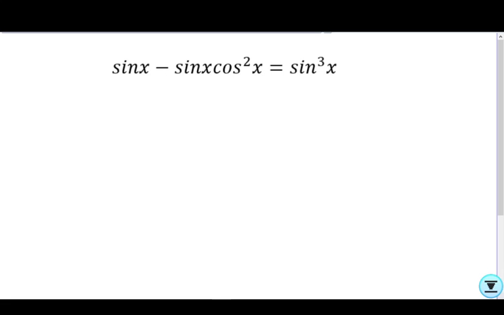Okay, so for the last practice problem today, this one's a little more straightforward. There's not going to be any crazy division or anything like that.